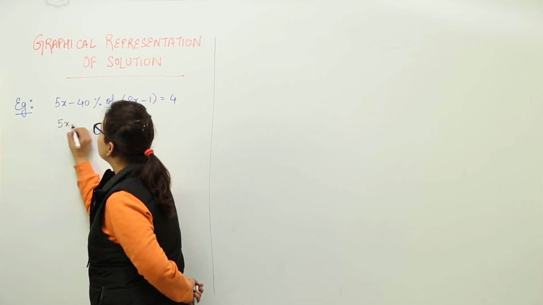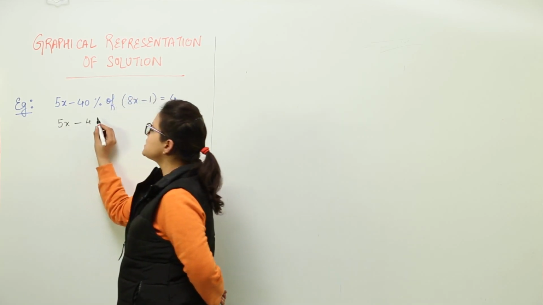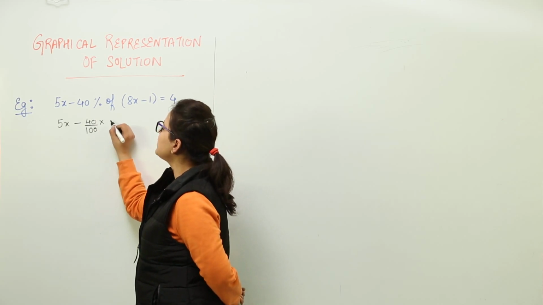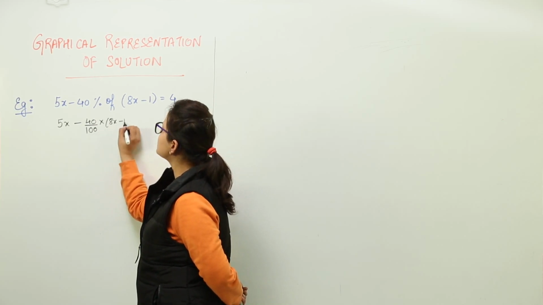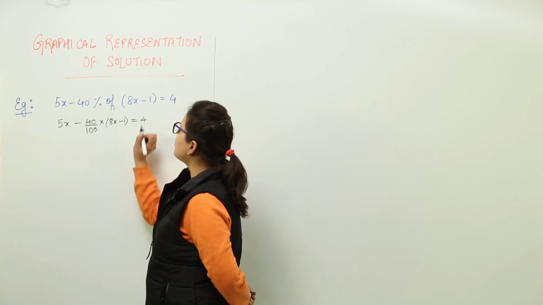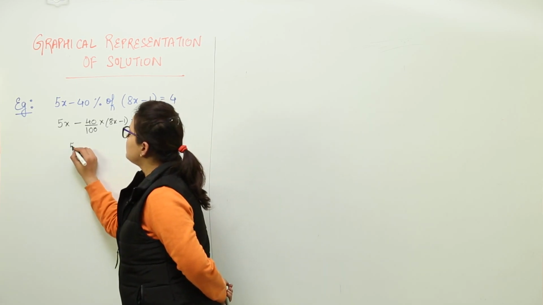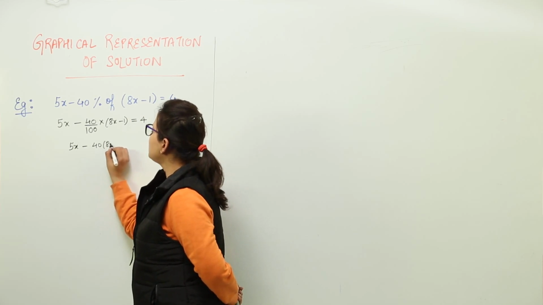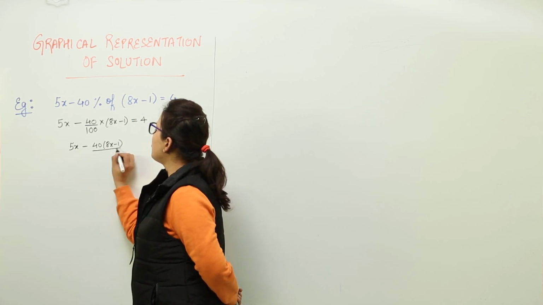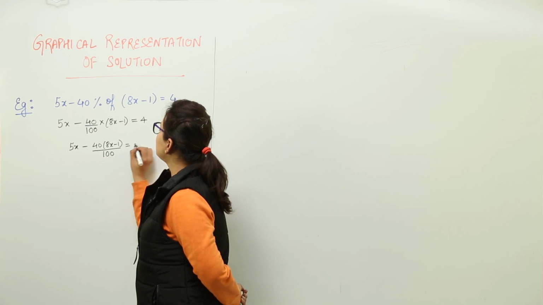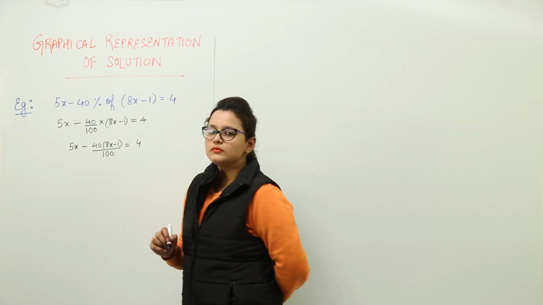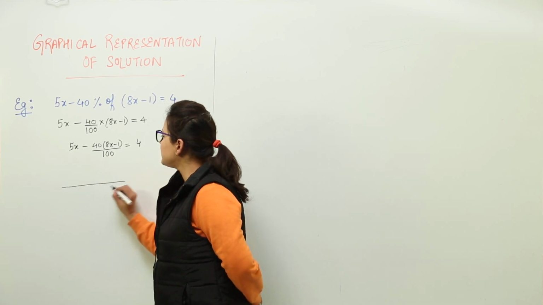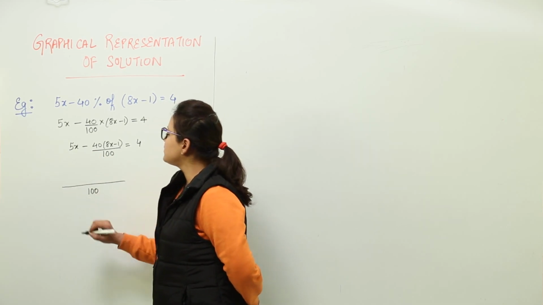Let us start. 5x minus 40%, which represents 40 upon 100 multiplied with (8x minus 1), gives us 4. Now we will solve the bracket first. That means we can write this as 40 into (8x minus 1) whole upon 100. That will be equal to 4. Now we can take out the LCM for all the terms, that is 100, on the left hand side.